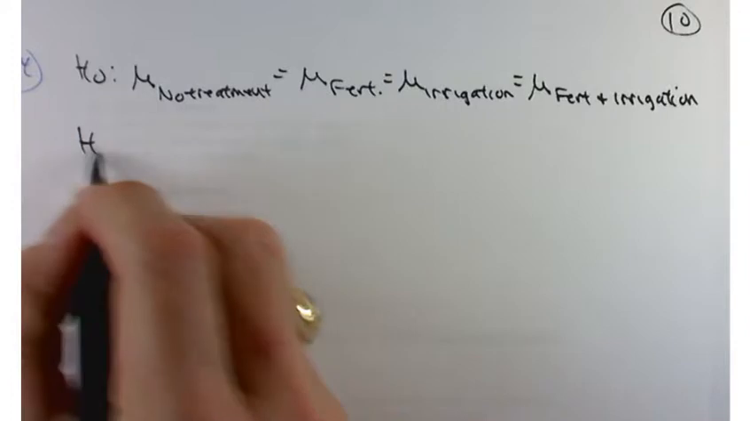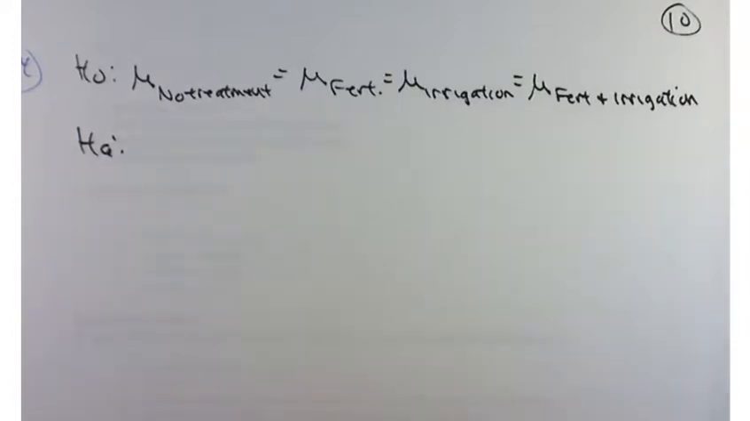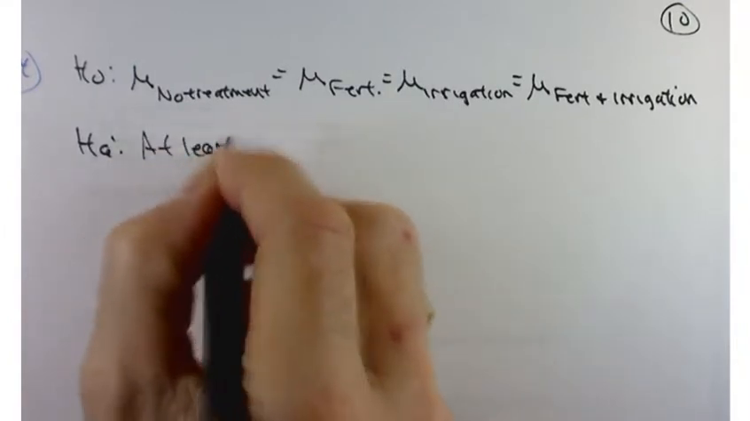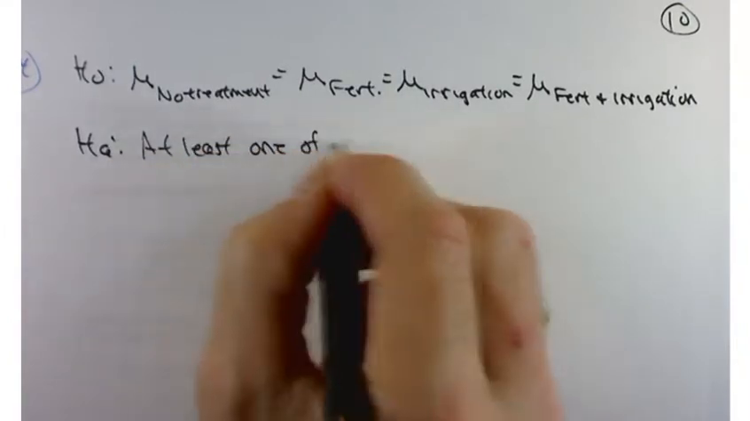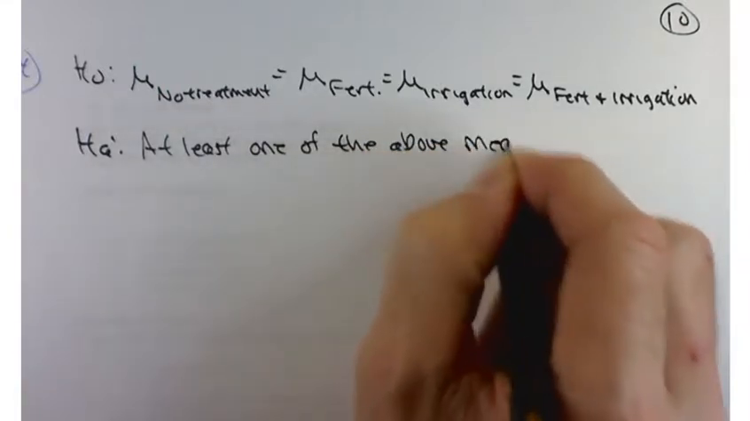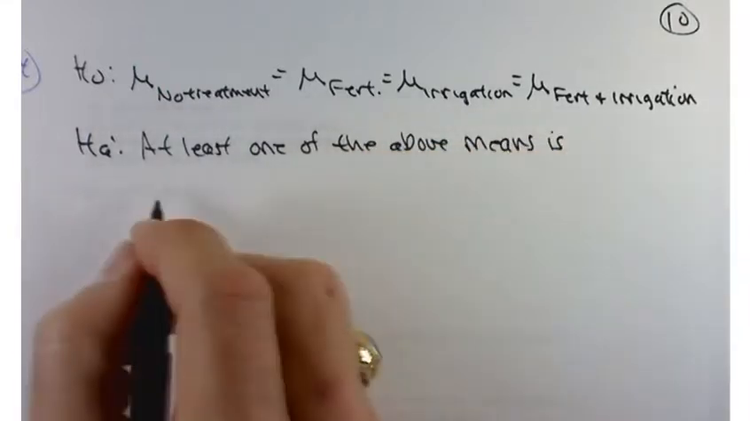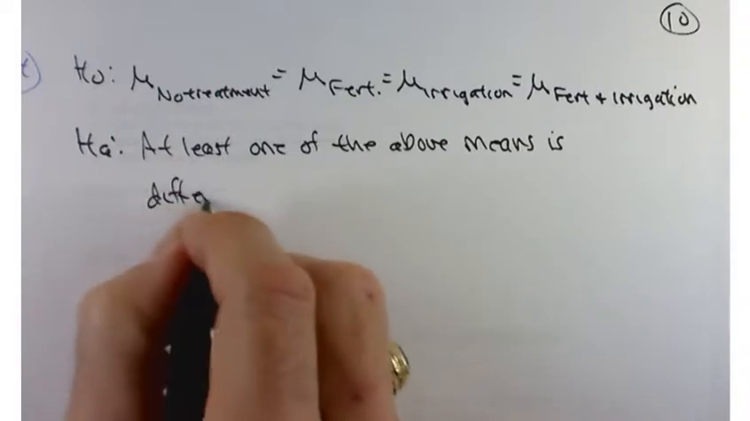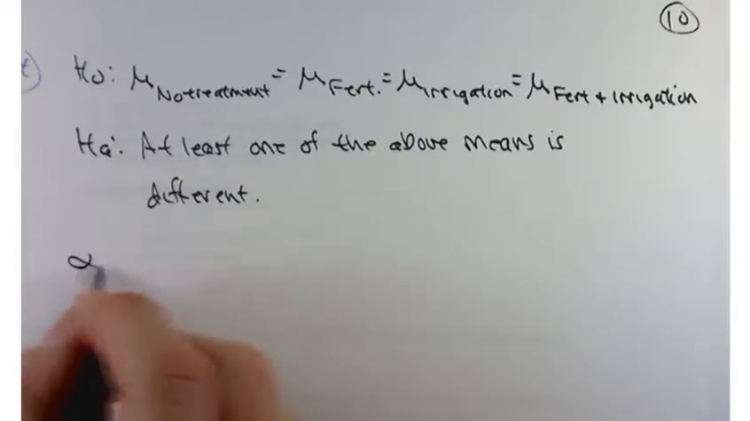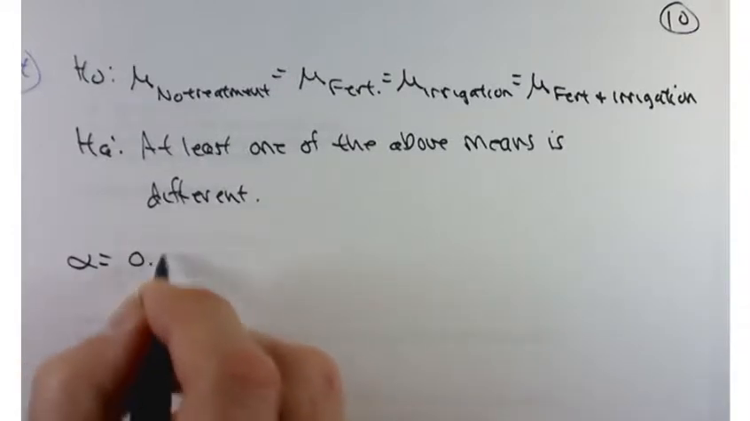The alternative hypothesis is that at least one of the above means is different. We're going to test this claim at the 5% significance level.